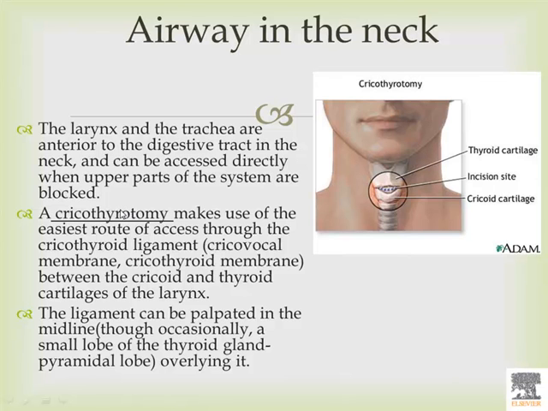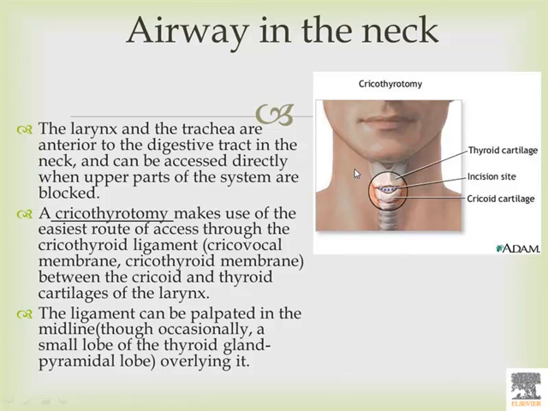Now there are 2 procedures that are done to provide an airway, so that air can flow through the trachea, just in case we have an obstruction of the mouth or an obstruction in the pharynx or the larynx region. One of them is done by incising the space within the larynx region between the thyroid cartilage and the cricoid cartilage.